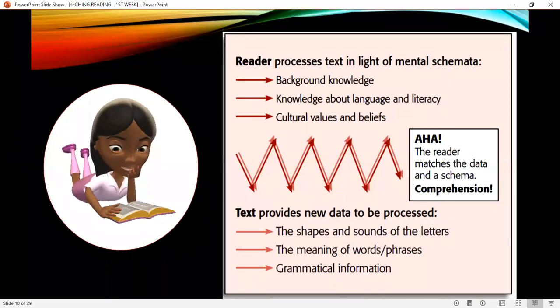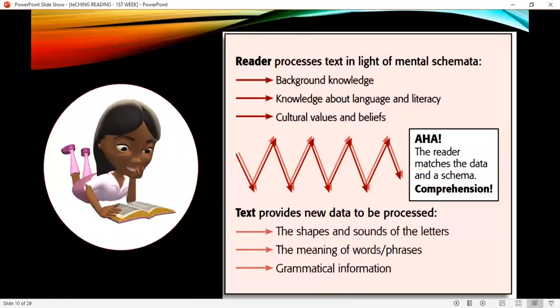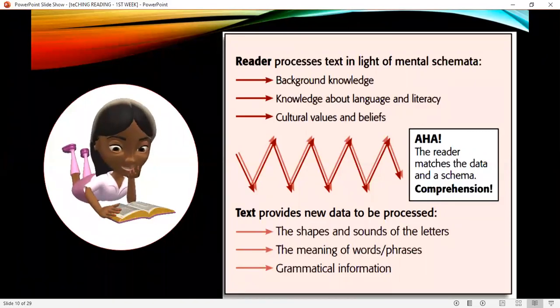So you match, no? The reader matches the data, the information, with a schema, the background knowledge. Remember, schema is singular, yeah? Schemata is the plural, all right? So we have the data, the test, with the schemata, the background knowledge, your values, your beliefs, all right? So this is the interaction that we do when we read a test. This is the interaction, the two aspects that we are going to use when we read a test.